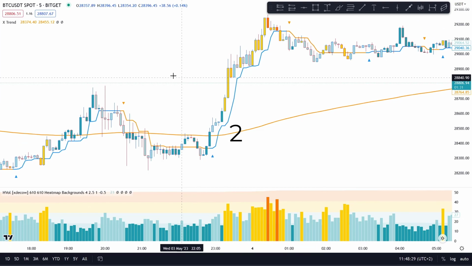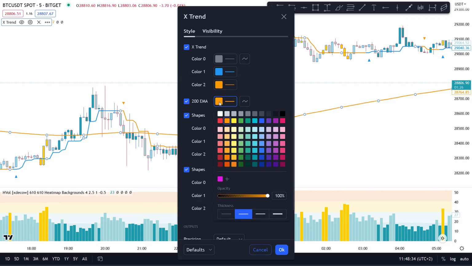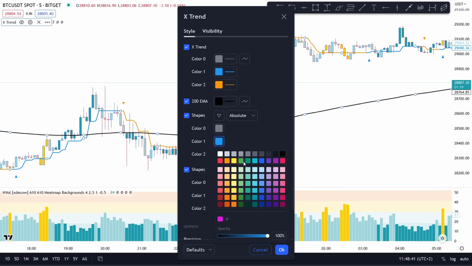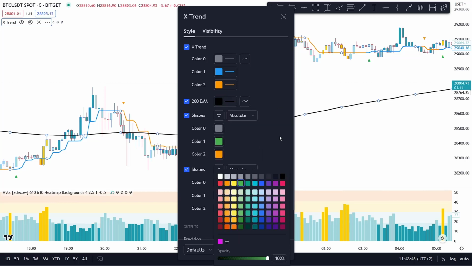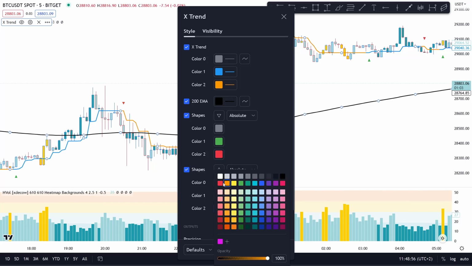Next, we'll access the settings of our Xtrend indicator and make a few changes. You can pause the video at any time if you want to copy these settings. We'll change the color of our 200 AMA to black and modify the colors of our shapes. We'll set color 1 to green and color 2 to red before clicking OK.